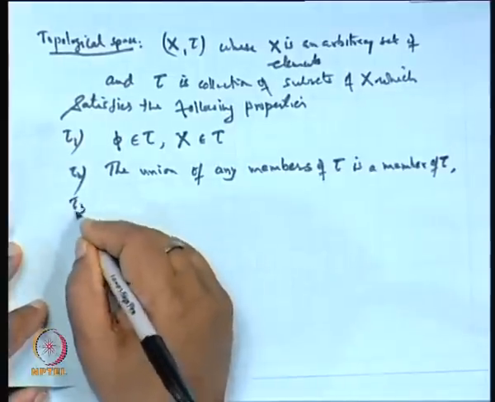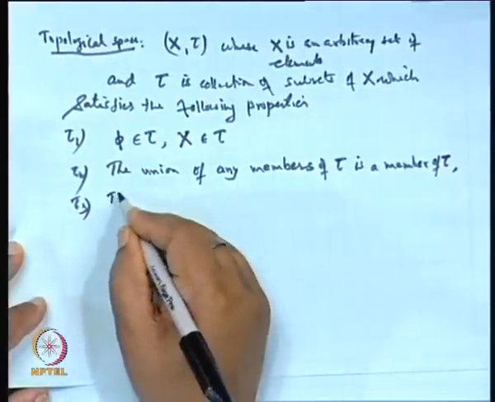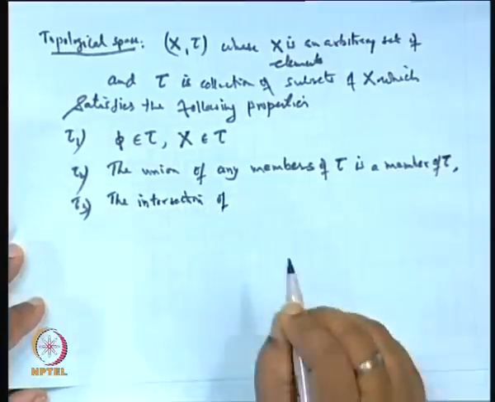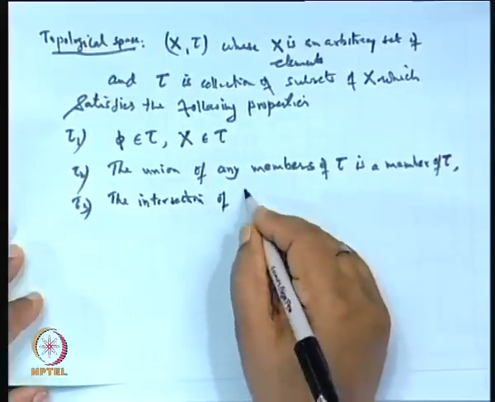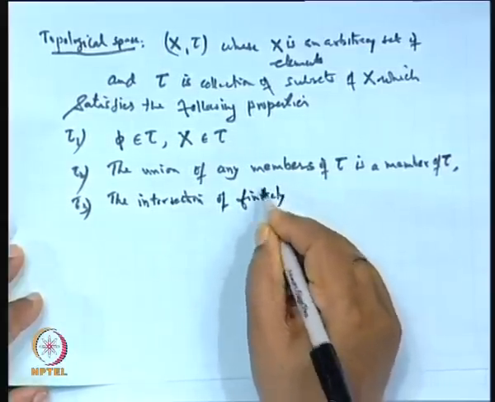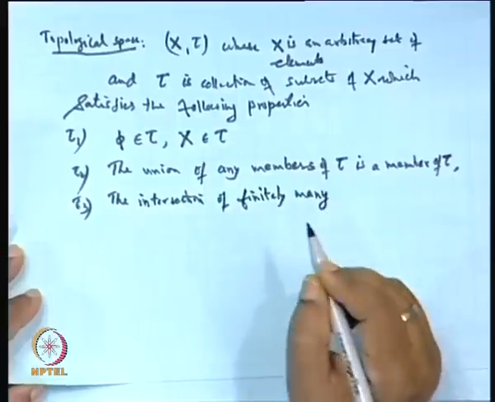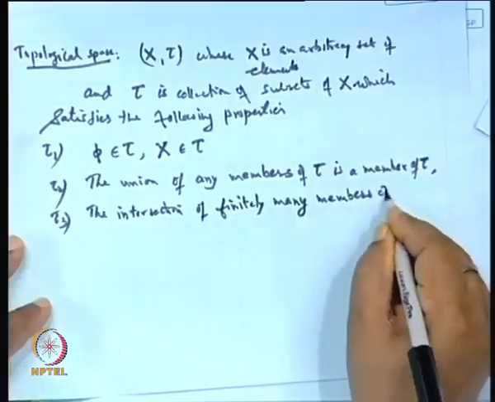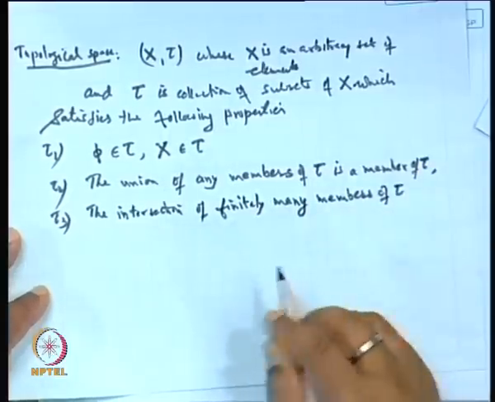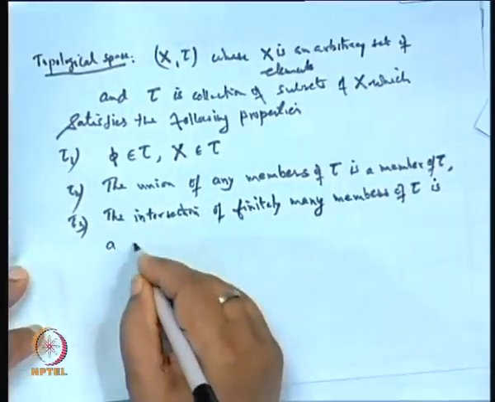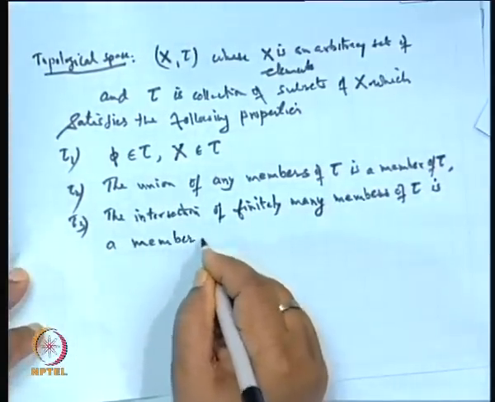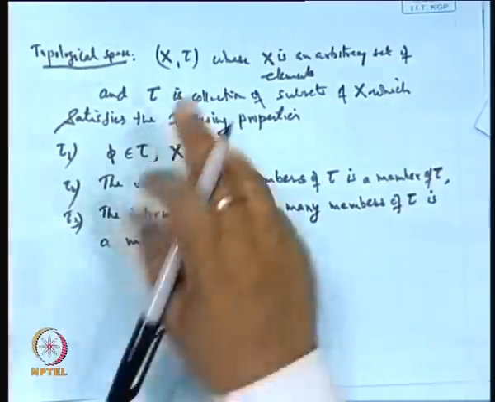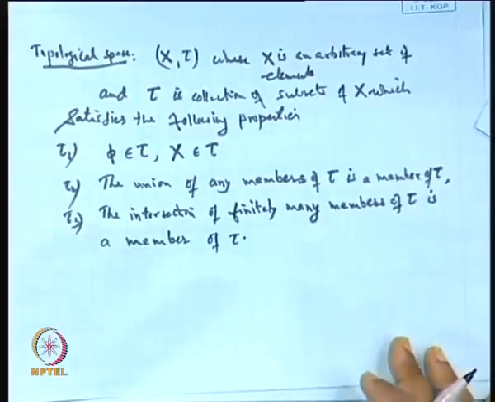And the third property: the intersection of finitely many members of tau is a member of tau. So, if these three properties are satisfied, then we say the pair (X, tau) is a topological space.